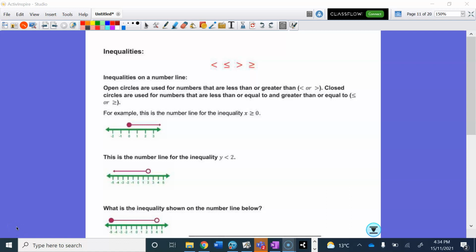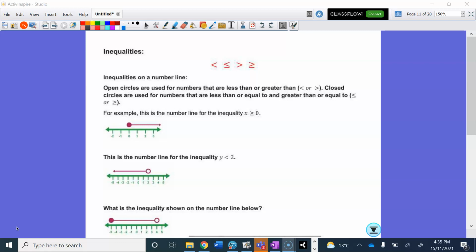So the four inequality signs are less than, less than or equal to, greater than, and greater than or equal to. And hopefully through your investigation on your CAS calculator, you've discovered for yourself that open circles are used to represent the less than or the greater than signs, and the closed or coloured in circles are used to represent the less than or equal to and the greater than or equal to inequality signs. So there's three examples there of the different types of inequalities and how to represent them on different number lines.